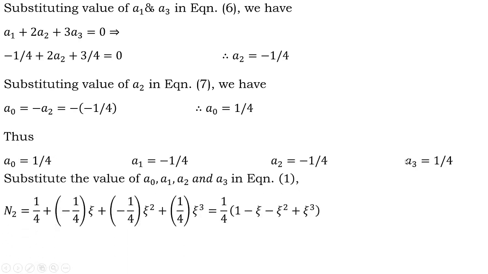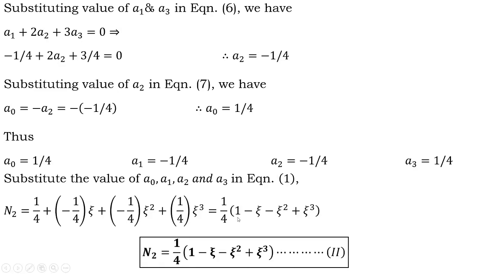These four constant values I need to substitute in equation number 1. When I substitute, a0 is 1 by 4, then a1 is minus 1 by 4 into zeta, a2 is minus 1 by 4 into zeta square, and a3 is 1 by 4 into zeta cube. Now everywhere I have 1 by 4 common, so I'll take that 1 by 4 common. Therefore I am left with 1 minus zeta plus... minus zeta square plus zeta cube. This is the equation. So this is my shape function for the slope which is there at node number 1.